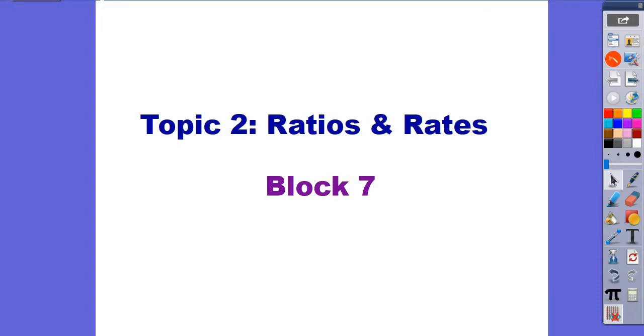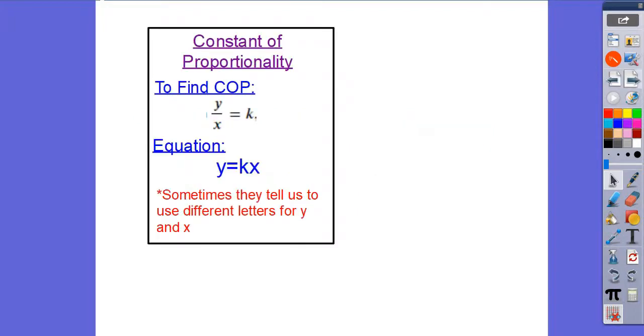Alright, this is block 7 from topic 2, ratios and rates. Coming from page 59 in your workbook, we're going to work through these problems. So first problem we come to, before we even start, I want a sticky note. So one sticky note.